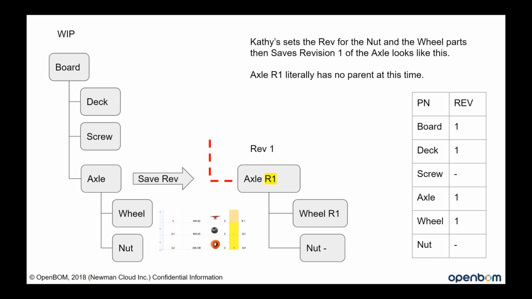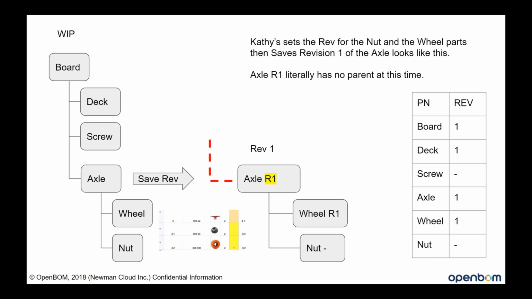So let's continue on with our skateboard manufacturing process. Jack's co-worker, Kathy, now is tasked with updating the axle and creating a revision of the axle. Keep in mind that this is going to be a sub-level BOM of the board. So she opens the axle. She may just get the axle Excel spreadsheet. She may open it in OpenBOM or some other BOM management tool, and she makes a few changes.